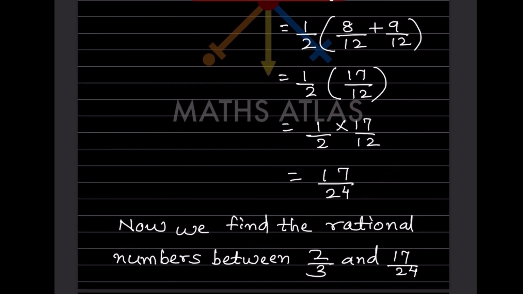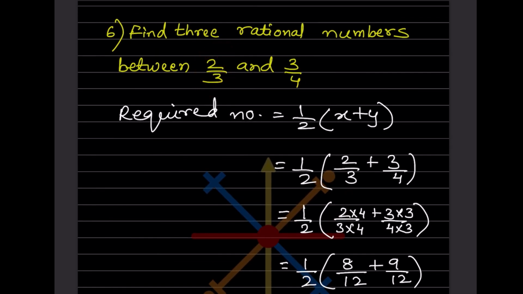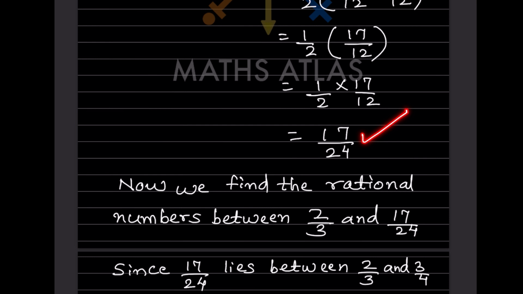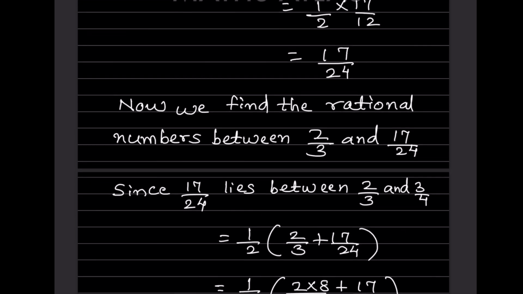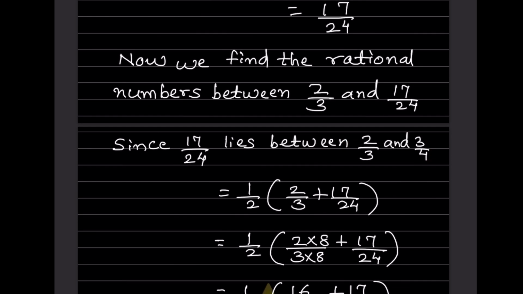So now we have to find one in between this 2 by 3 and 17 by 24. So rational numbers, because why? 17 by 24 lies between 2 by 3 and 3 by 4. So now again we are going to use the formula. This is x and this is y.